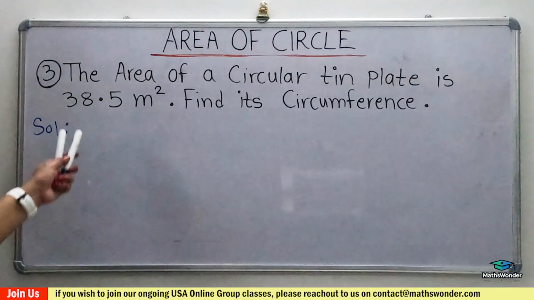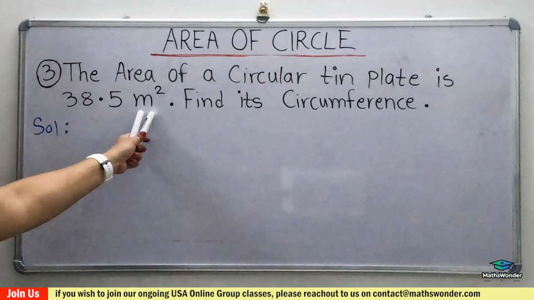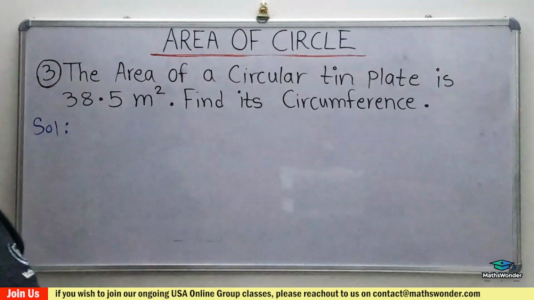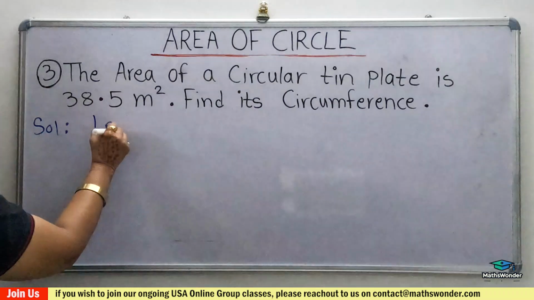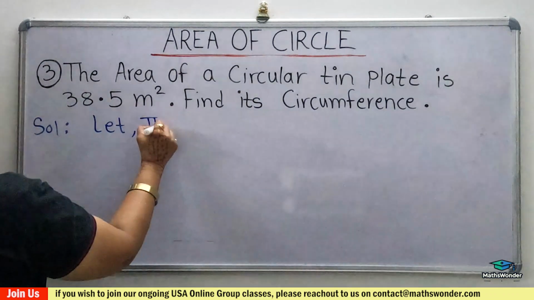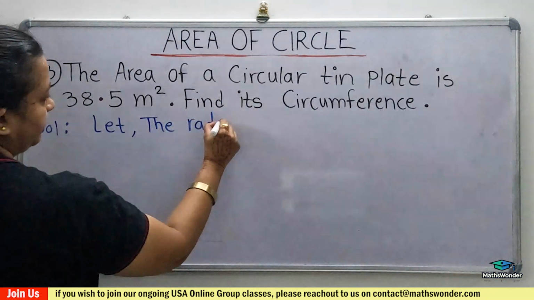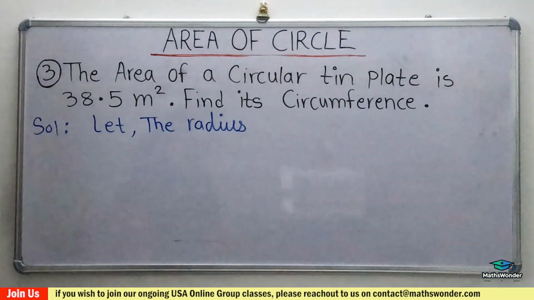Now the third question is, the area of the circular tin plate is 38.5 meters squared. Find its circumference. Okay, so what is given? Radius is not given in the question. The area is 38.5 meters squared.